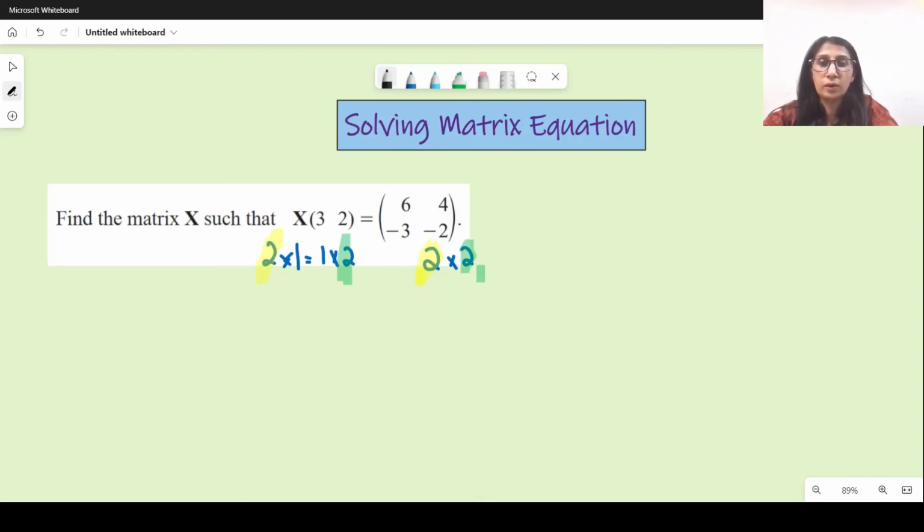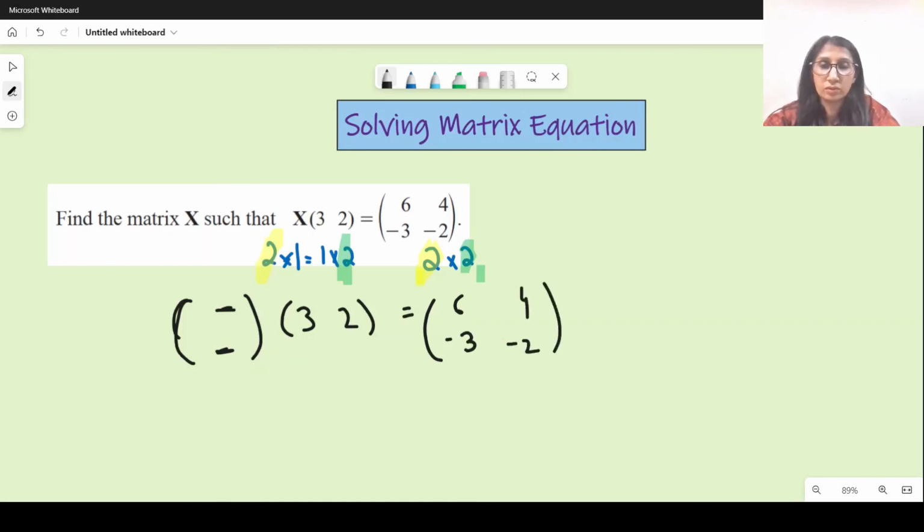So if it's 2 by 1, it could be 2 rows, 1 column. So it's going to be something like this. 2 rows and 1 column. And then there's 3, 2 with it. And then the answer is 6 minus 3, 4 minus 2.